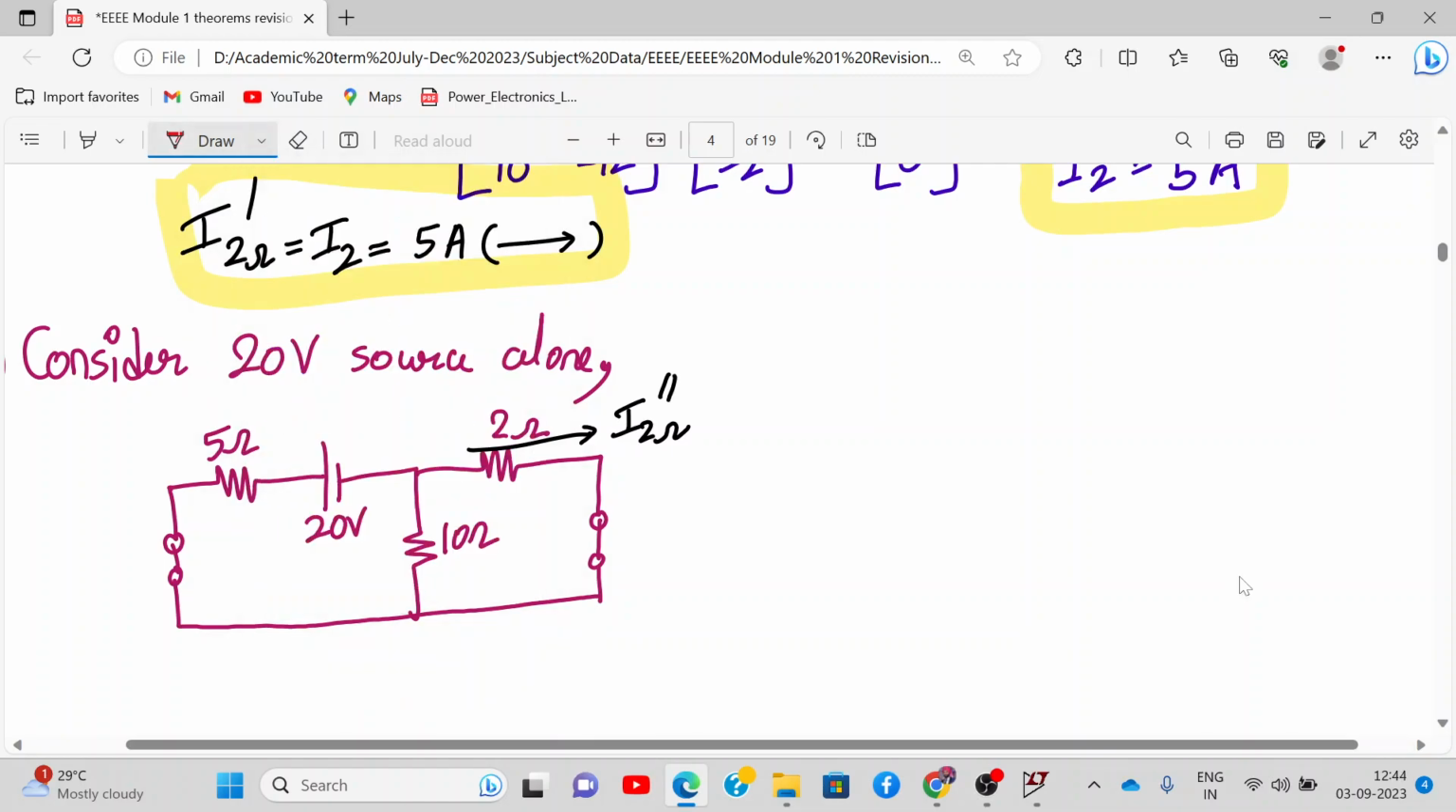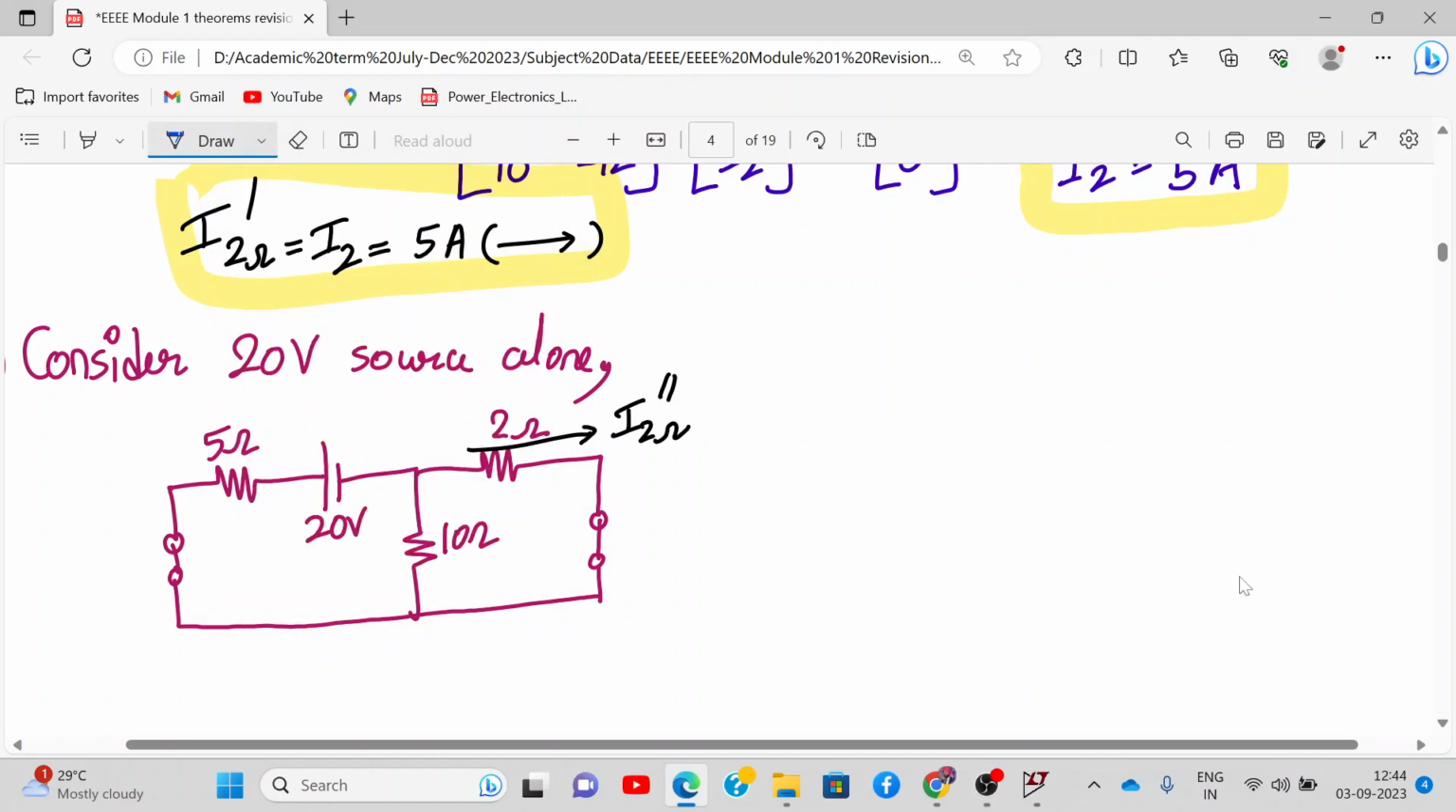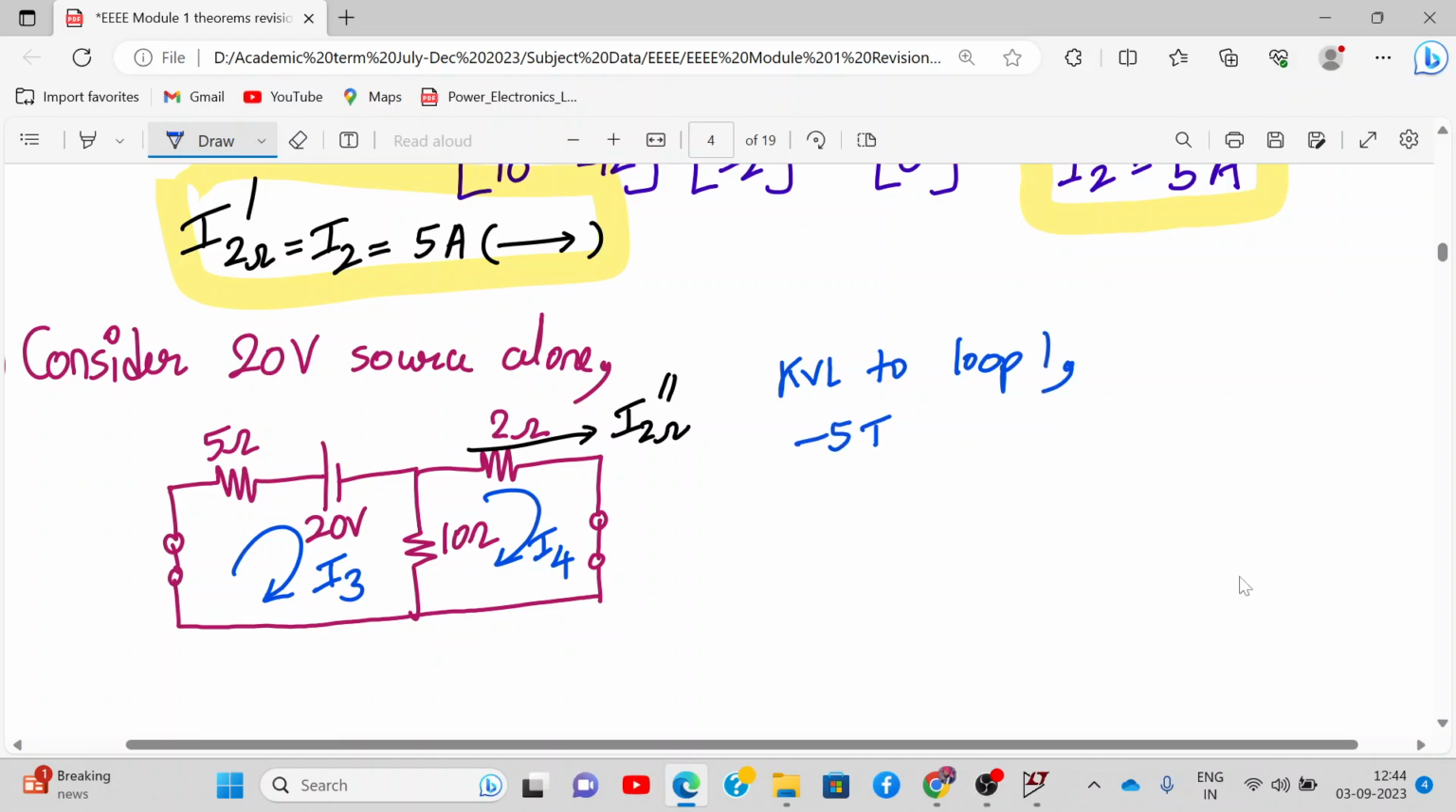How do we solve this? How do we find I2 double dash? In mesh analysis. Again mesh analysis. Call it I3 and I4 this time. Okay, now write down KVL to loop number 1. So we get minus 5 I3, then minus 20, minus 10 times I3 minus I4 is equal to 0. Remember, I4 is I2 double dash.